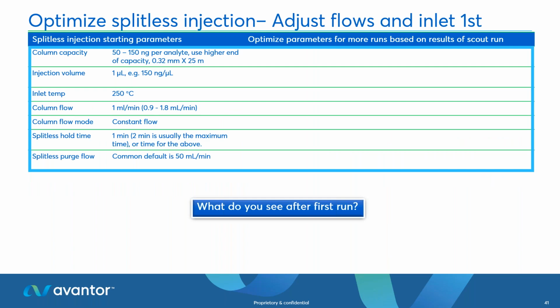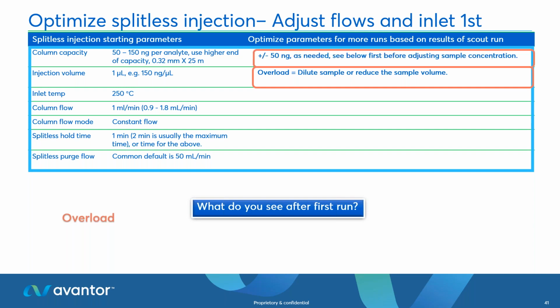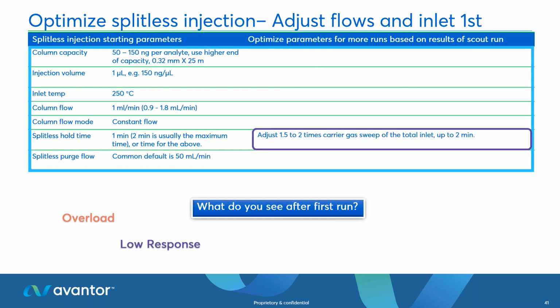So then when we're optimizing this method, what do we see after the first run? It's going to be a little bit more challenging, but some of the same processes are the same. So we're seeing overload again. Rather than thinking about the split ratio and how much we're sending out the split vent, we need to think about, is the sample volume too much? Is the concentration too much? And maybe we need to reduce them. Low response. Maybe we're losing some of the sample because that hold time isn't long enough.